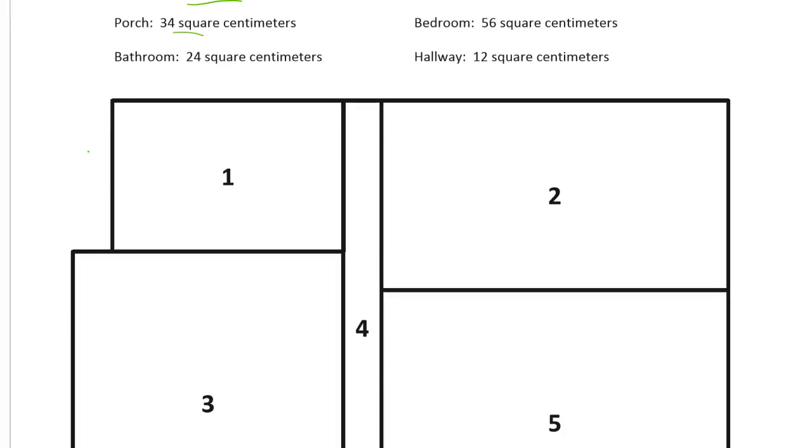Now this one is 4 centimeters, and this side is 6 centimeters for this room. So the area here is 24 square centimeters. For rectangle number 2, this is 9 centimeters by 5 centimeters. So the area is 9 times 5. It's 45 square centimeters.